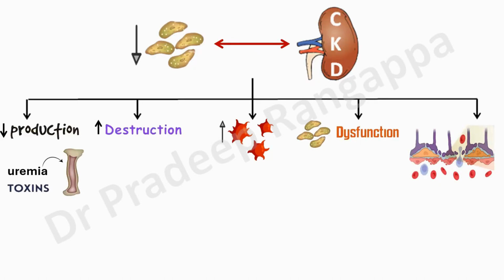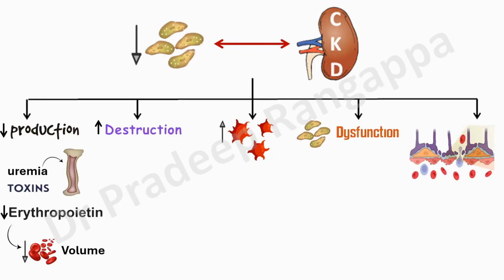When we talk about why there is reduced production of platelets, it is because uremia has an effect on the bone marrow, which leads to reduced production of megakaryocytes, and there is thrombocytopenia. And because there is CKD, we know there is accumulation of a lot of different toxins because the kidney is a purifying organ. This also has an inhibitory effect on the bone marrow, which leads to reduced production of platelets.